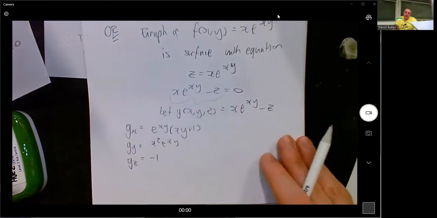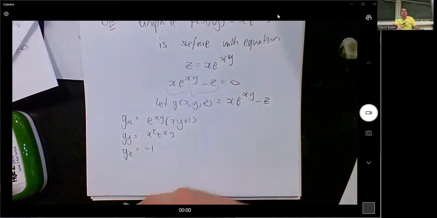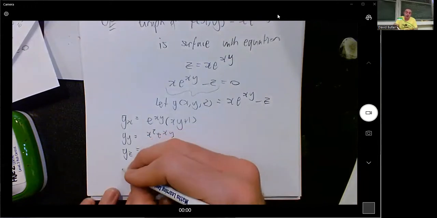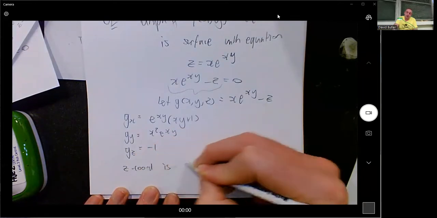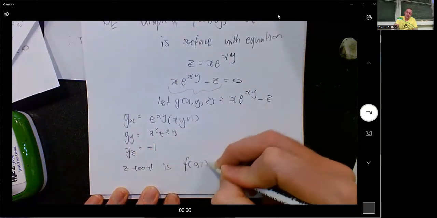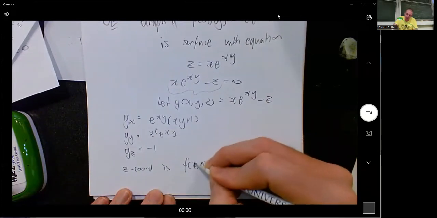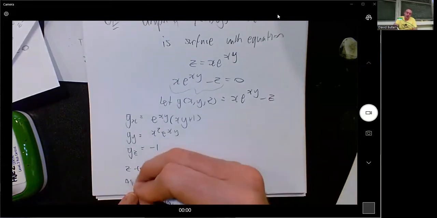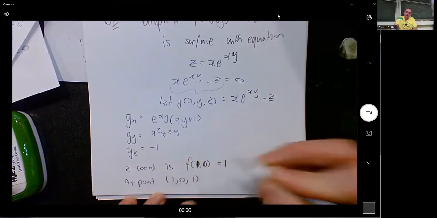And so at this point, I would still need to figure out what the correct value of z is for the point that I'm interested in. So I still need to do that part. The z coordinate is f of 1, 0, which worked out to be 1. And so at the point x is 1, y is 0, z is 1.